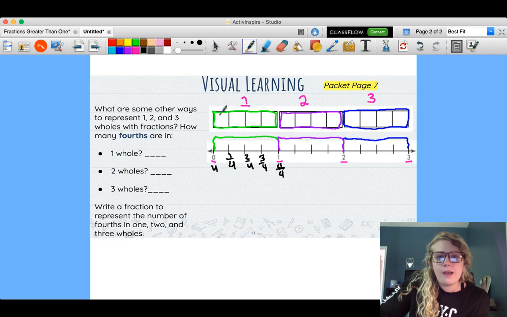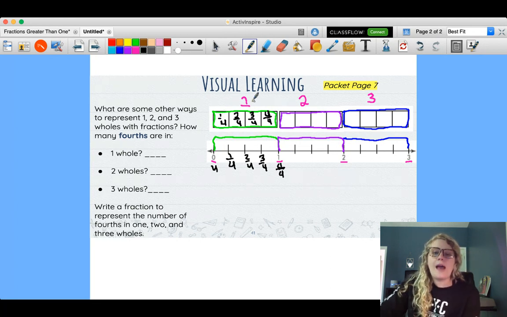And we're going to do the same thing up here. Even though in the area model we write the fractions inside the pieces, it still represents the same amount as the number line. So at 1 whole, our fraction is 4 fourths.